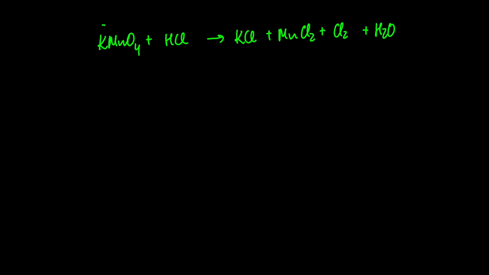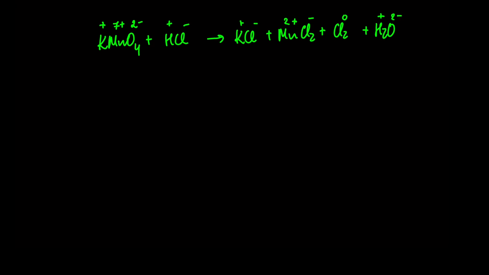On to the last example, where potassium permanganate reacts with hydrogen chloride. Let's quickly write the charges of each element. Potassium is plus, oxygen is 2 minus, manganese is 7 plus, hydrogen is plus, chloride minus, potassium plus, chloride minus, manganese 2 plus, chloride minus, chlorine 0, hydrogen plus, and oxygen is 2 minus.